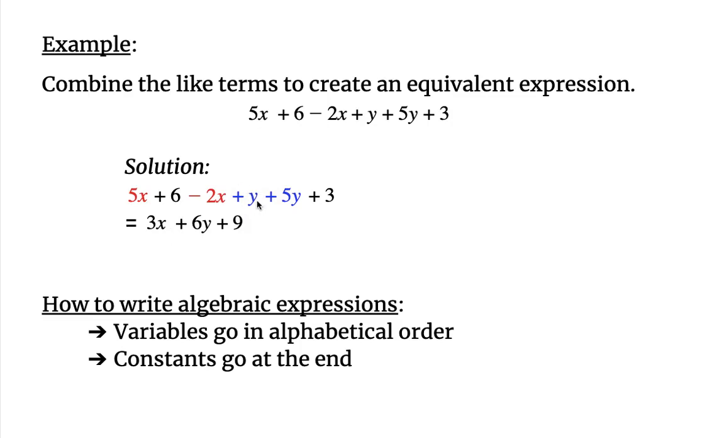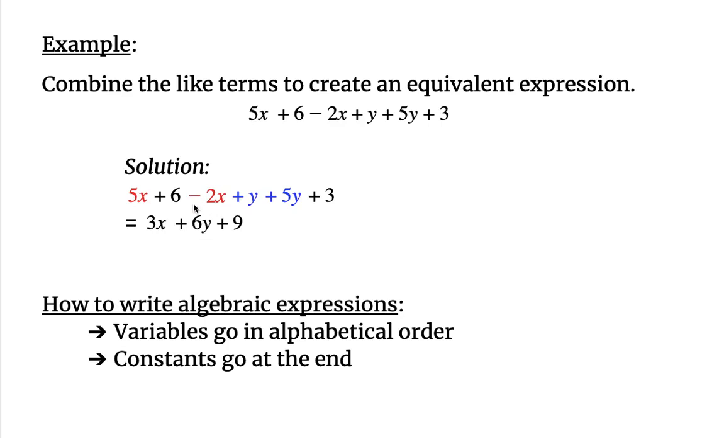The plus y and the plus 5y tell us that they're both positive. So 1y, because there's no number in front of it, we can assume it's 1y by itself, plus 5y is 6y. So it's a positive 6y. So that's the important thing to remember here.